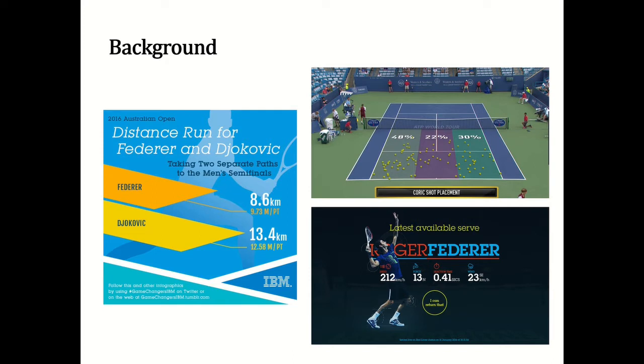For example, this picture shows the running distance for two players in a tennis match, and this one shows the shot placement distribution. This one is an analysis for serve performance.